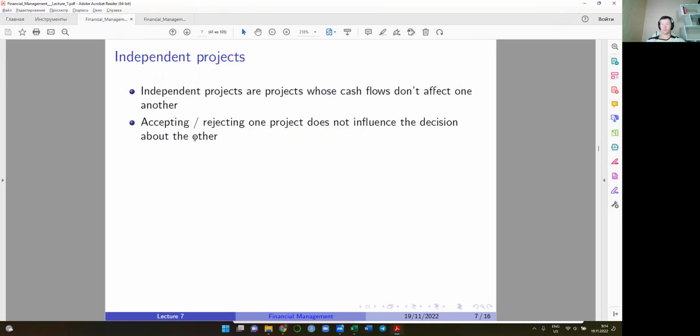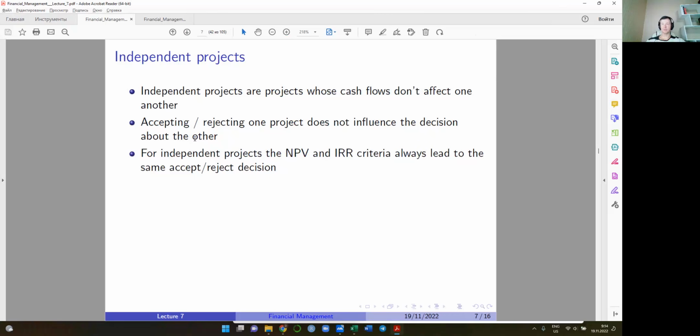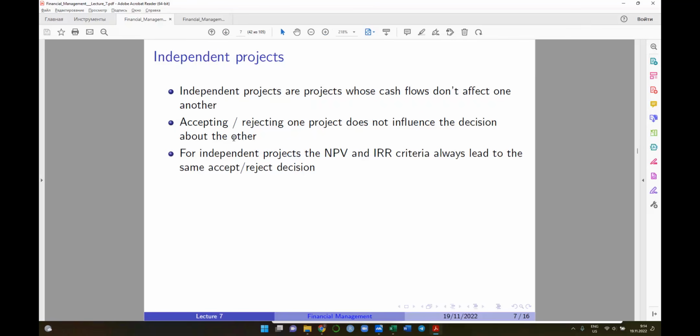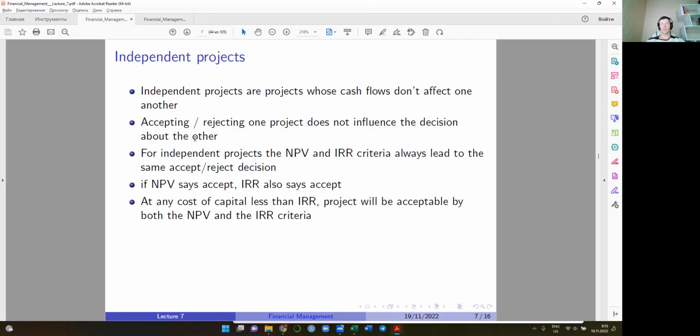In the case of independent projects, NPV and IRR, net present value and internal rate of return, always lead to the same accept or reject decision. That's crucial. If NPV says accept, IRR also says accept. At any cost of capital less than the internal rate of return, the project will be acceptable by both NPV and IRR.